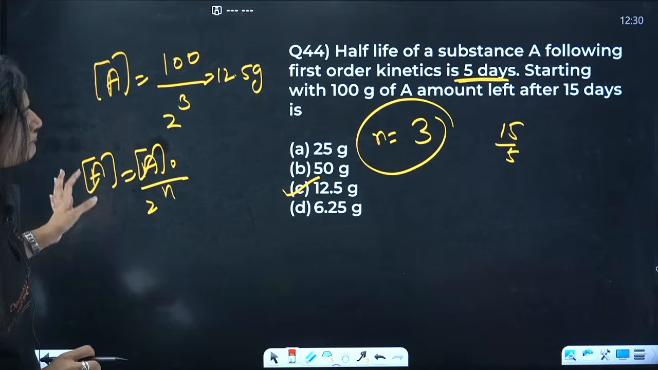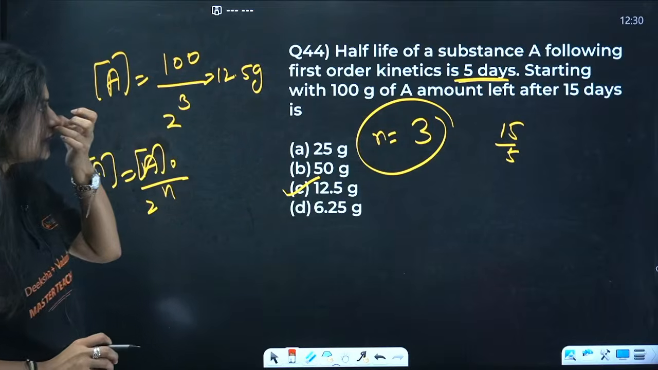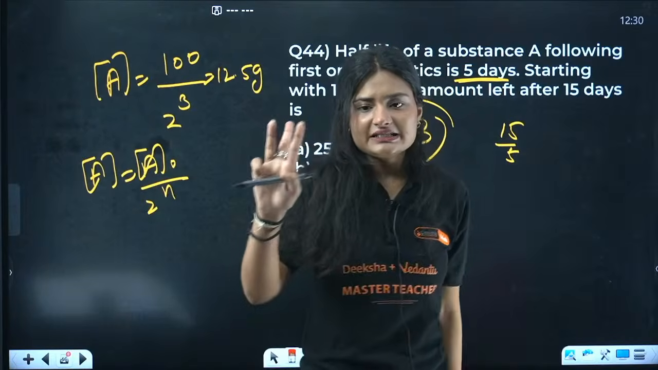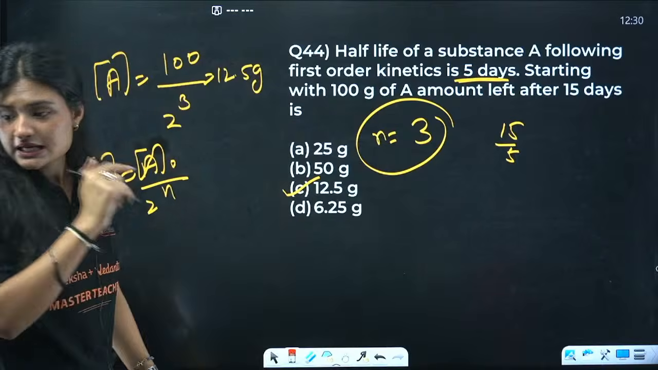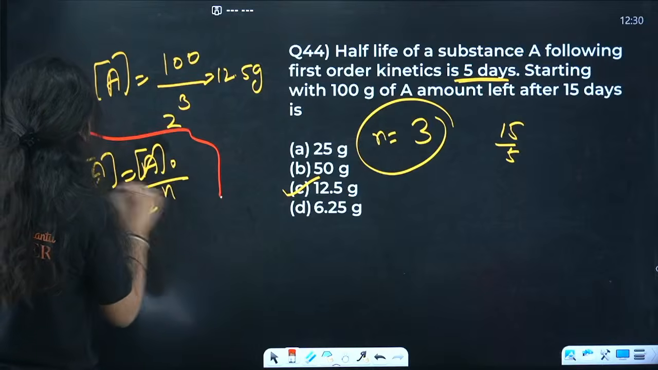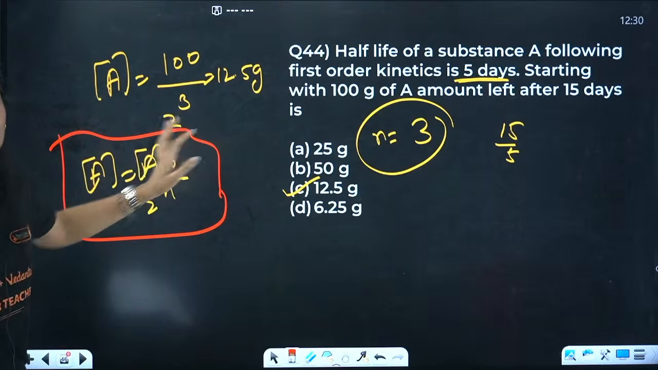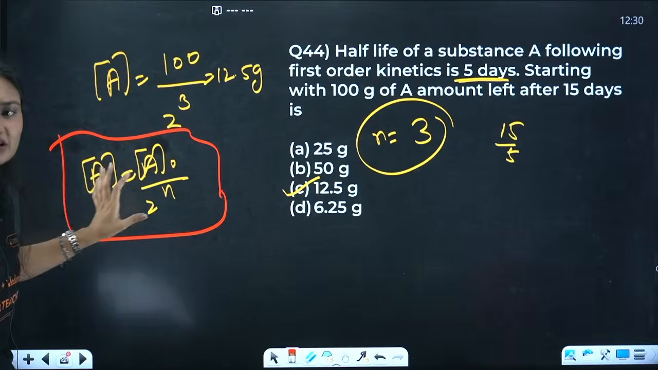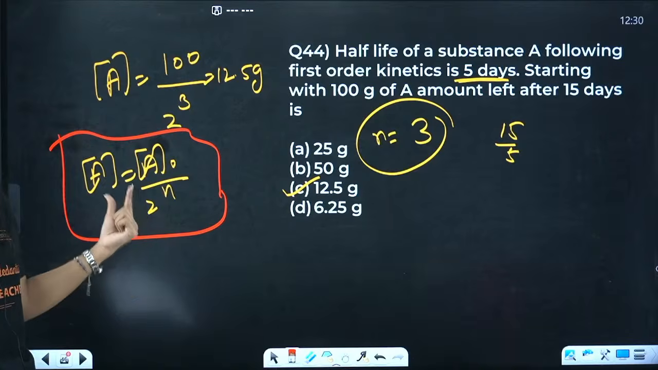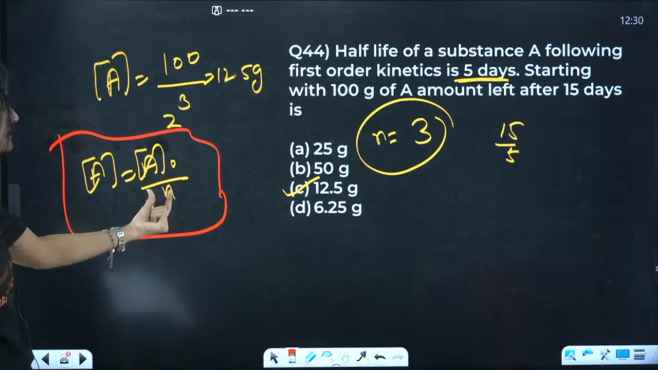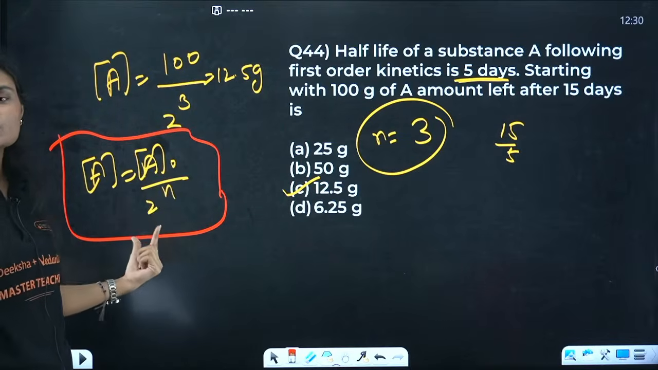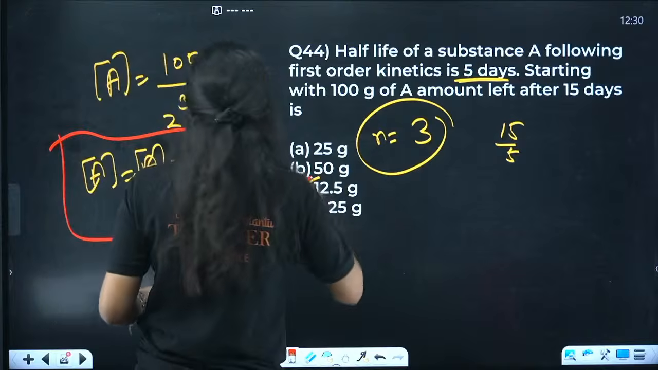Half-life of a substance, first order kinetics, is 5 minutes, starting from 100 gram. Amount left: firstly calculate how many half-lives are possible in 15 days. 3 half-lives are possible, right? Okay, if 3 half-lives are possible, then the concentration of reactant that is left after n half-lives is equal to A0 by 2 raised to power n. A0 is your initial concentration, n is the number of half-lives. So A0 is 100 by 2 raised to power 3, that will be 12.5 gram.